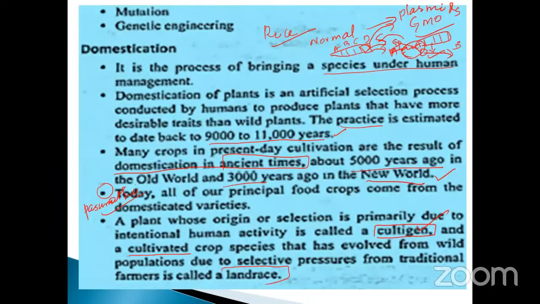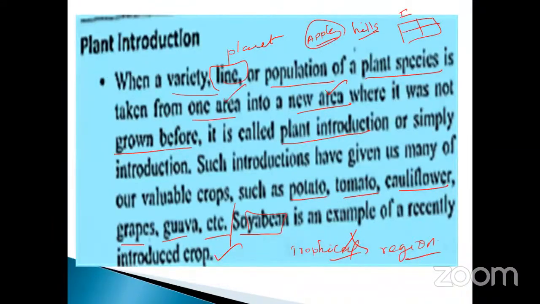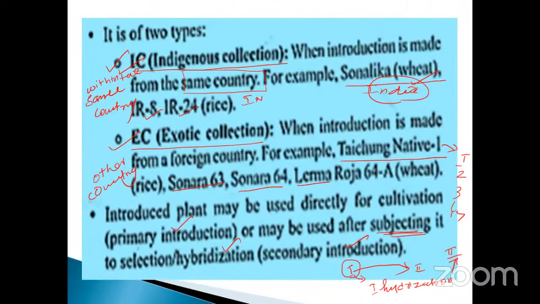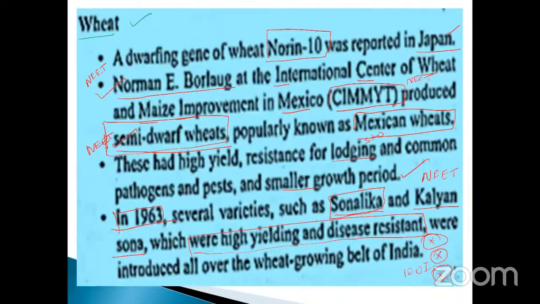Each one has specific properties. Already we discussed all those things. Domestication, germplasm collection, and plant introductions. What are the two types? IC and EC, very important, my dear students. Which example has been given? What is quarantine? Examples of semi-dwarf wheat. What is CIMMYT? Sonalika, when was it introduced, in 1963? Kalyan, all those things. These are all semi-dwarf varieties of wheat.